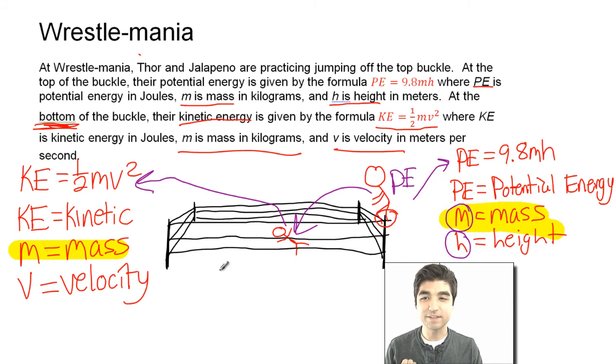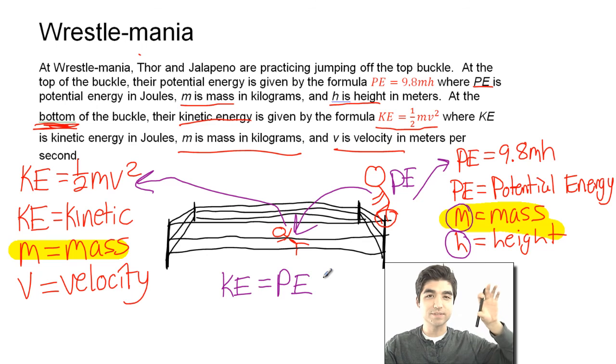So the important thing to know is that KE equals PE, always in this situation. So kinetic energy equals potential energy. So that means that this equation equals the potential energy equation. Okay, so with that information, go on to the rest of them, and I'll see you in the next video.